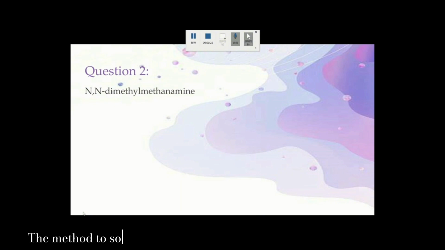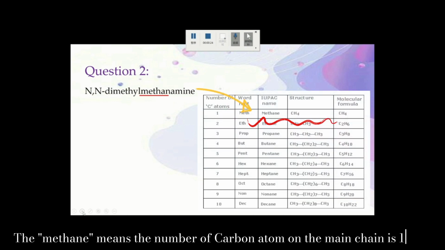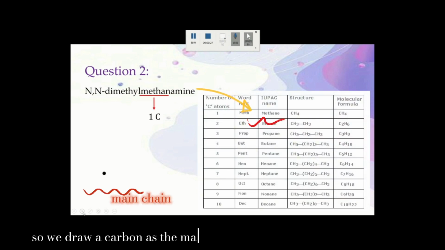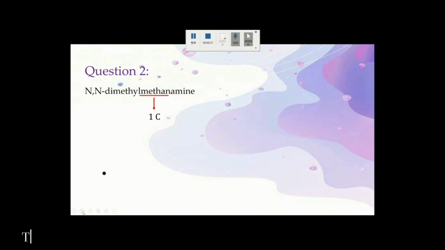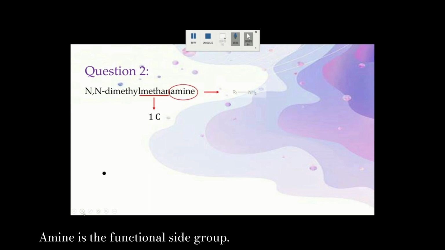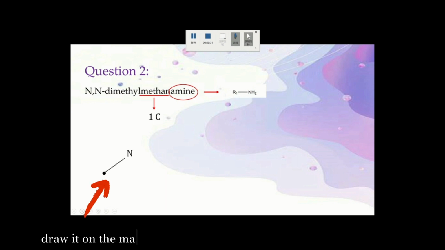The method to solve question 2 is similar to question 1. The first step is to find the main chain. The name means the number of carbon atoms on the main chain is 1. So we draw a carbon as the main chain. Then identify the functional side groups. Amine is the functional side group. Draw it on the main chain.